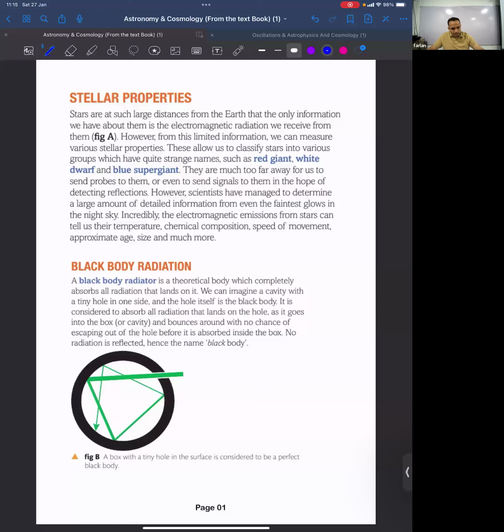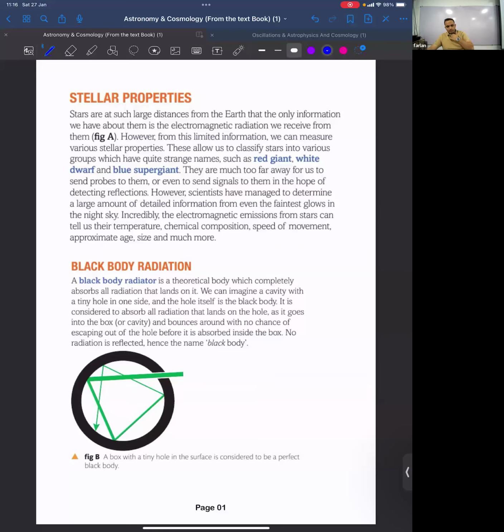These allow us to classify stars into various groups, which have quite strange names, such as red giants, white dwarf, and blue supergiant. They are much too far away from us to send probes to them, or even to send signals to them in the hope of detecting reflections. However, scientists have managed to determine a large amount of detailed information from even the faintest glows in the night sky.